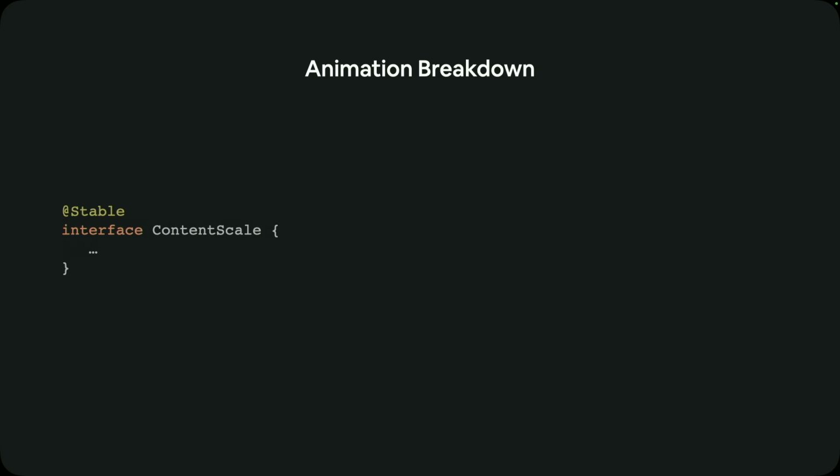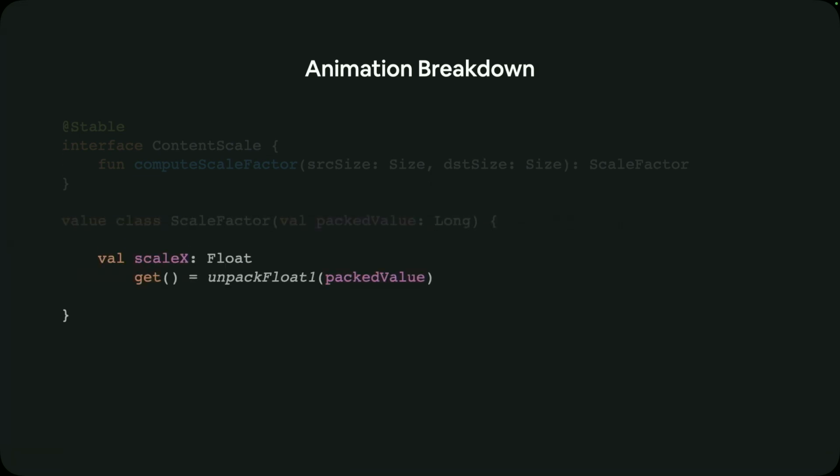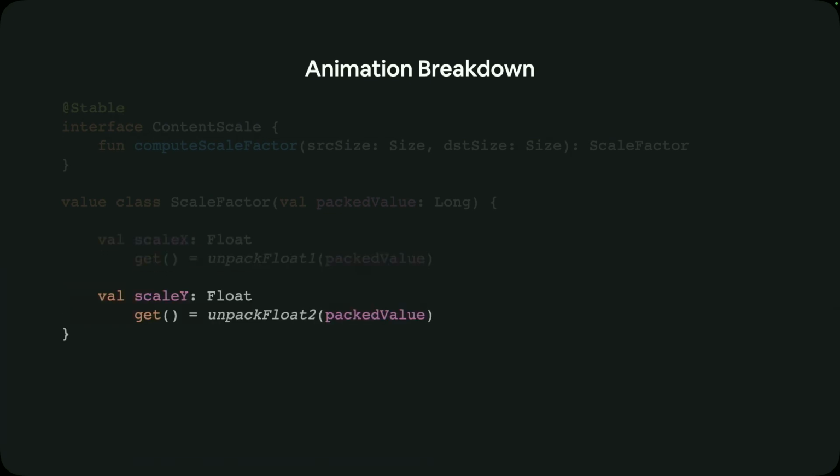Now, if you look at the Compose source, the content scale is a really simple interface, and it has one abstract method to compute the scale factor. The scale factor is a value class, meaning when you create one, you don't necessarily allocate an object. It's just a wrapper around a primitive long. And it has 2 components, a scale X and a scale Y. So if I'm trying to animate the content scale, this is really what I'm trying to animate.